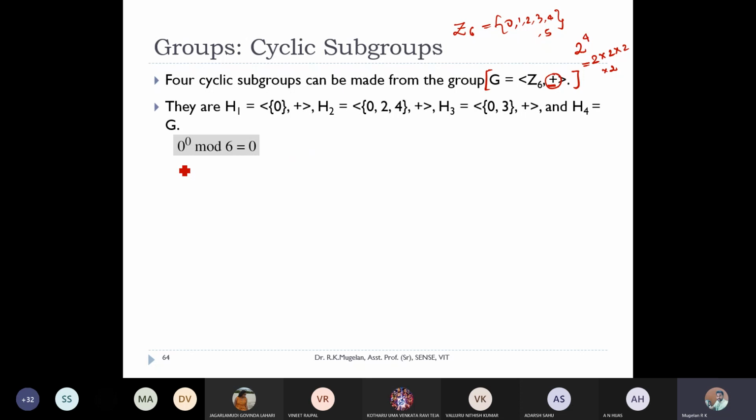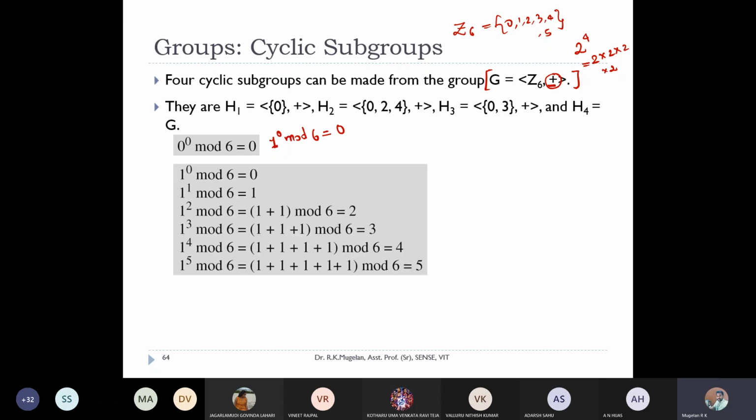Even if you take the next element, like 1 power 0 mod 6, I'm not going to take this one for addition, so directly I'll be getting 0 as an answer. So no need to go for the other elements or raise to the power of other elements. This is itself a subgroup called H1, because H1 will have the element 0 and addition as the operation, and you can see this subgroup also satisfies all four properties.